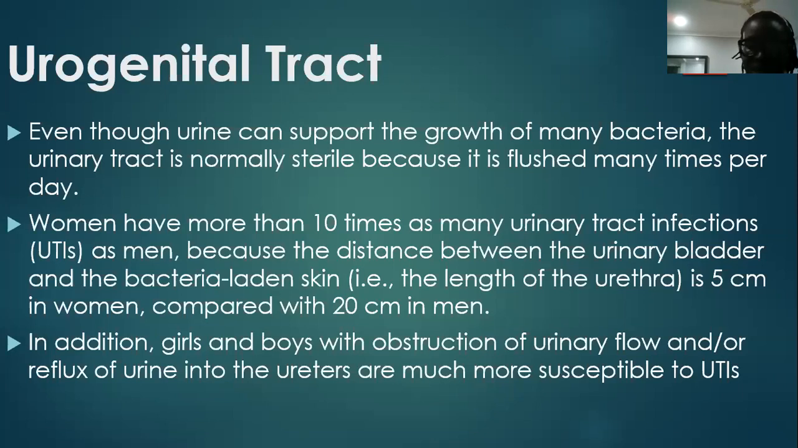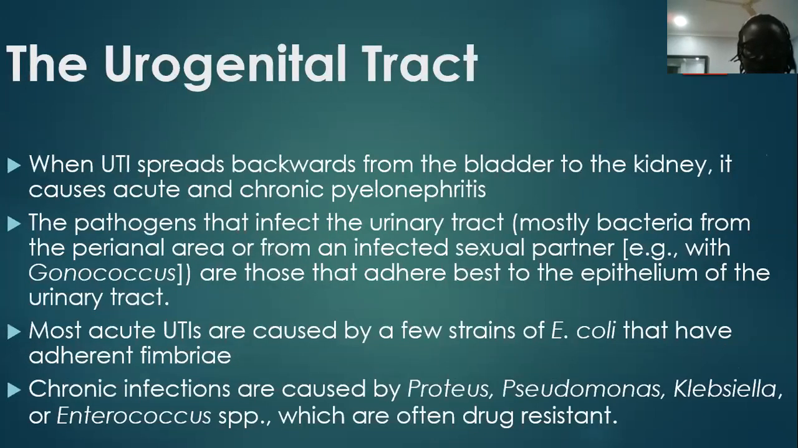Okay. Then if you have a situation whereby there's an abnormality in the urinary tract, like reflux of urine, or the bladder doesn't empty as often as it should, then there'll be a buildup of urine in the bladder, and that increases the tendency of the urine becoming infected. So all these factors can lead to urinary tract infection in the urogenital tract.